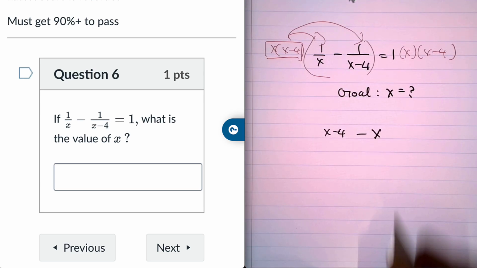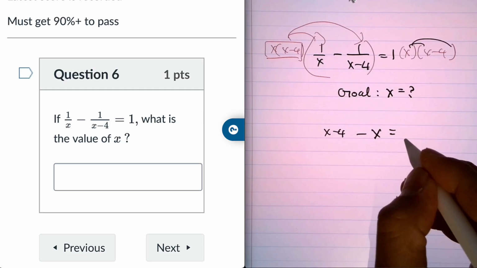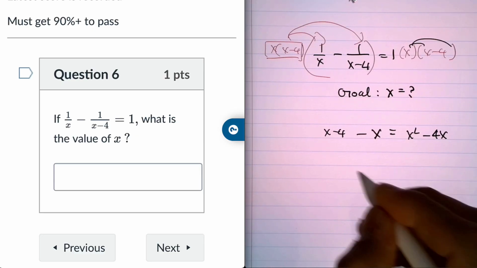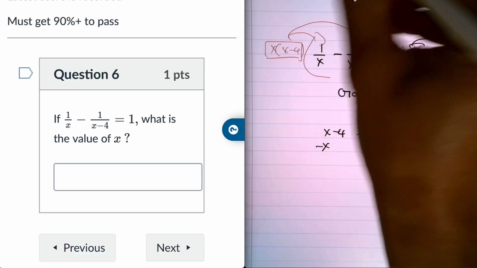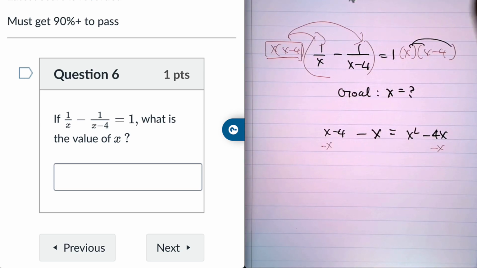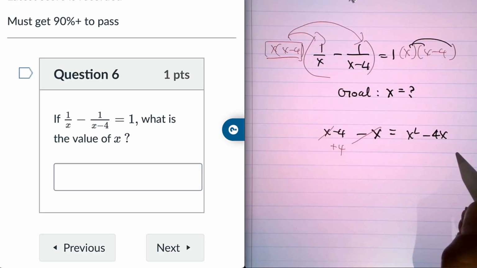Next, we can distribute x squared minus 4x. So we got this far, and we just need to combine all these terms on one side of the equation to achieve standard form of quadratics. So I'm going to subtract x on both sides. Actually, let me use a different color. Let's subtract x on both sides and then add 4. Oh, before I do that, I just realized on the left side of the equation, things can cancel. x minus x can cancel. So we just have to add 4 on both sides.